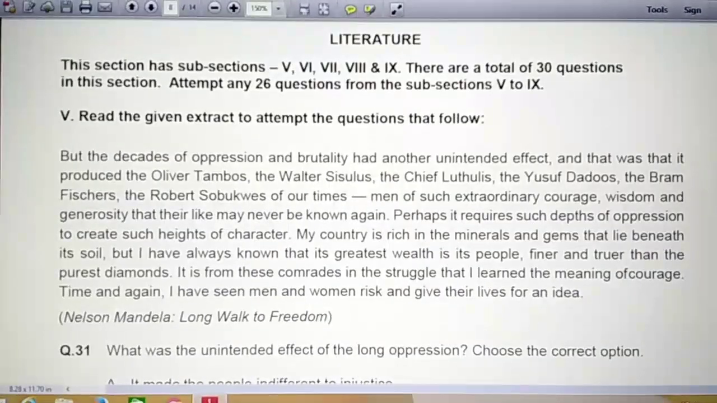Now we'll talk about literature section. This section has subsections 5, 6, 7, 8 and 9. There are a total of 30 questions. In this section, attempt any 26 questions from the subsections 6 to 9. Read the given extract to attempt the questions that follow.